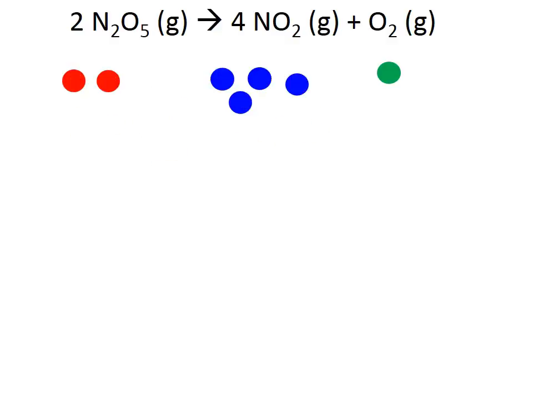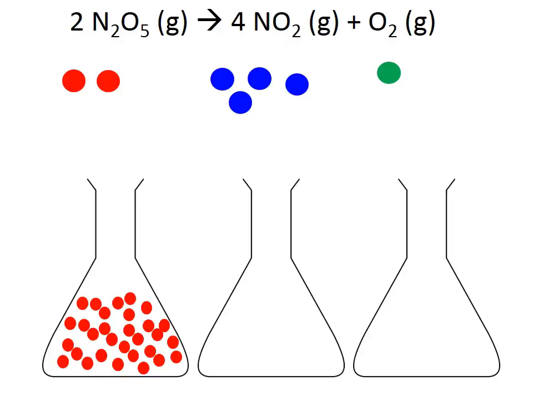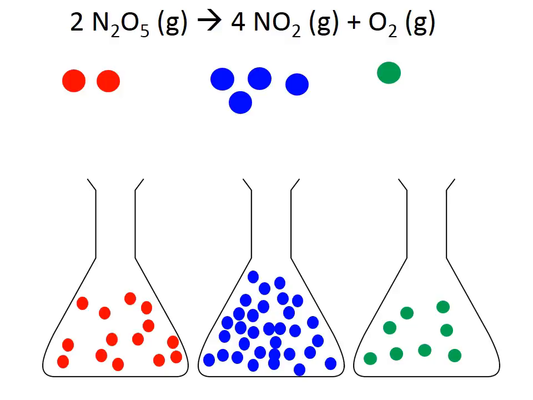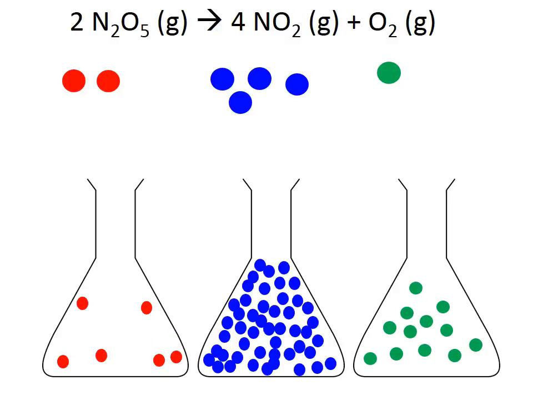I have a little cartoon. I've simplified the molecules a little bit to make them easier to see. If we could keep these in separate flasks, which of course we can't, but let's pretend we can, we'll start with just our reactant. And as the reaction proceeds, what you should notice is that NO2, the blue spheres, form at a much faster rate than the green spheres. And of course, the disappearance of the reactant spheres is faster than the rate of the other two.